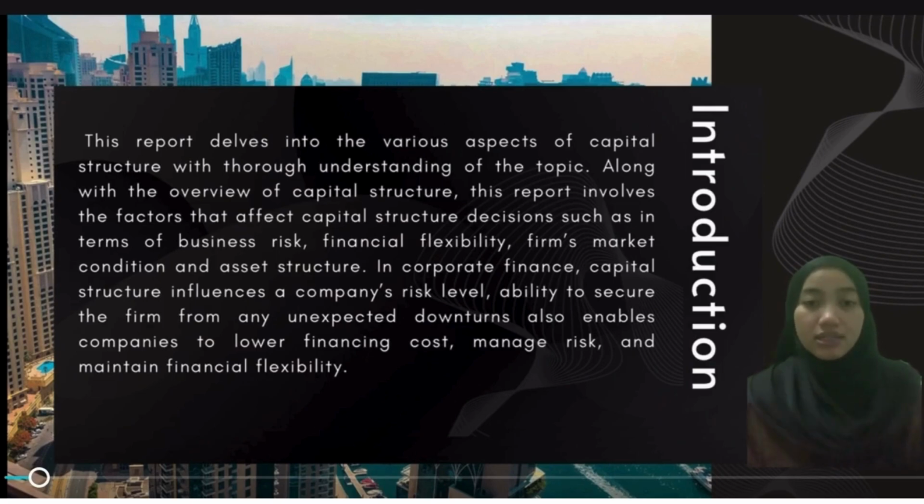For introduction, this report delves into the various aspects of capital structure with thorough understanding of the topic. Along with the overview of the capital structure, this report involves the factors that affect capital structure decisions such as in terms of business risk, financial flexibility, firm's market condition, and asset structure.